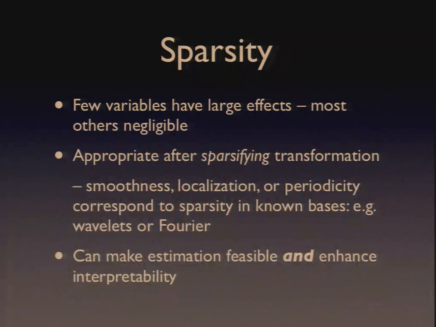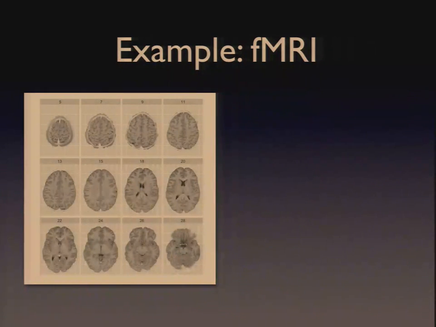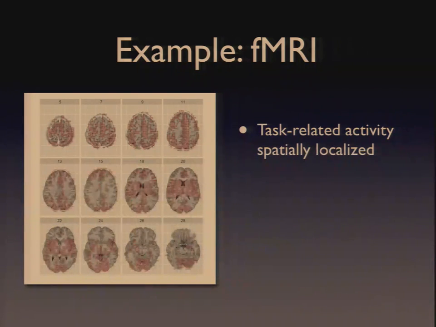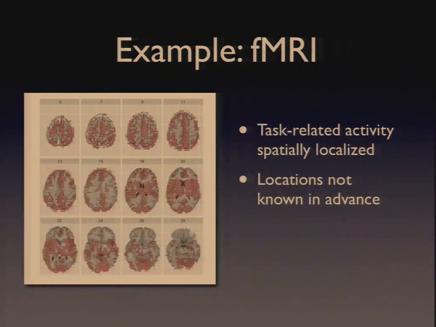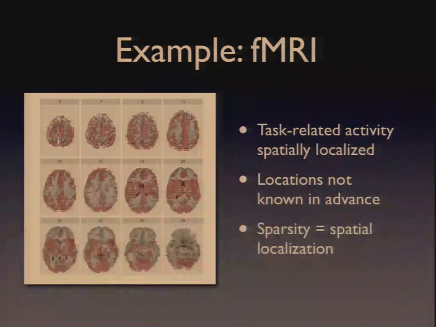Going back to my example with neuroimaging data, here's a caricature. These are my slices of the brain, and it's typically known that in functional MRI, when you're looking at task-related activity in the brain, it tends to be spatially localized. So there are a few regions in the brain that are actually active during a given task. The problem is that often the locations of the activity are not known in advance, but the assumption is that only a few of them are active. So in this case, sparsity corresponds to actual spatial localization in the brain images.